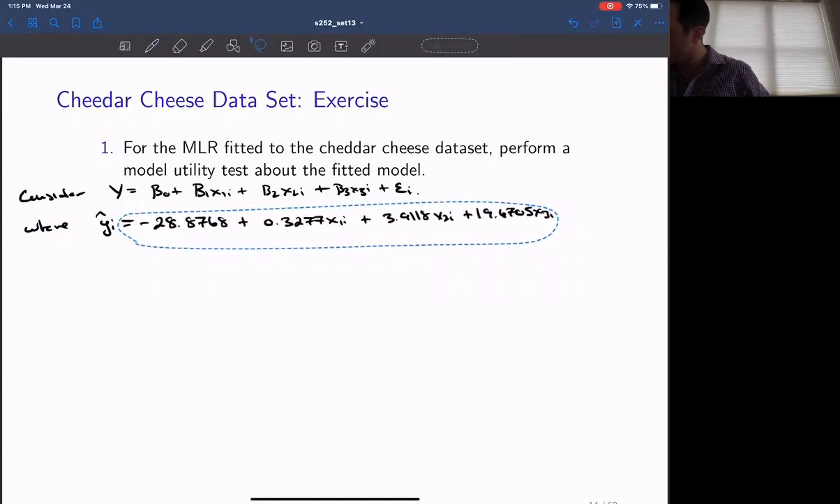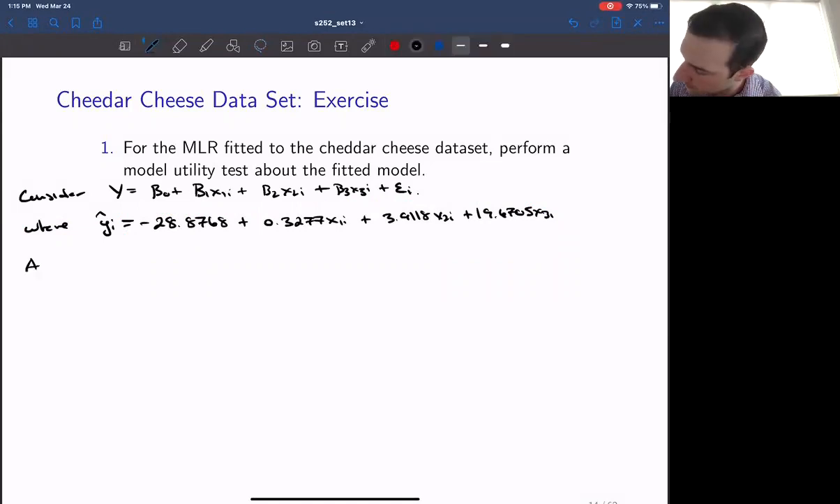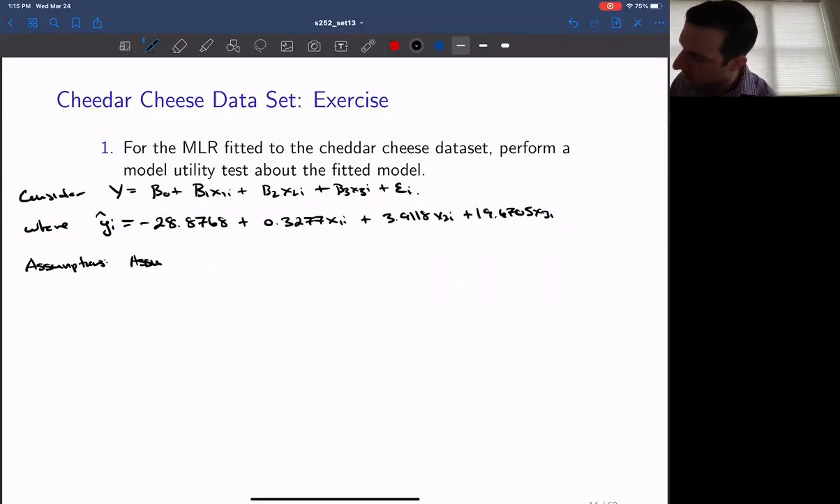So using the information that was given to us earlier, we can construct the ANOVA table for this question. So we'll start off just by saying, let's just assume all are intact, but it's for the purpose of the question.